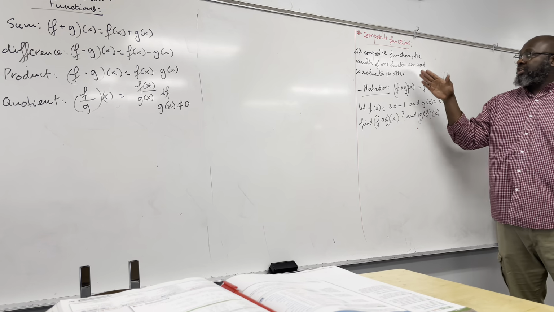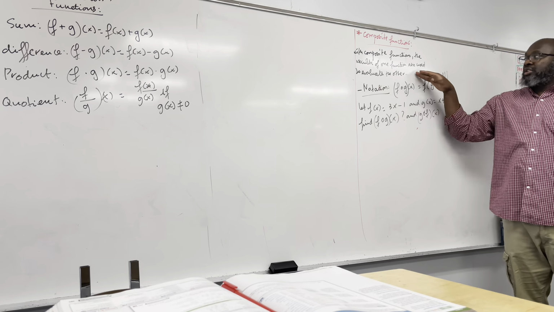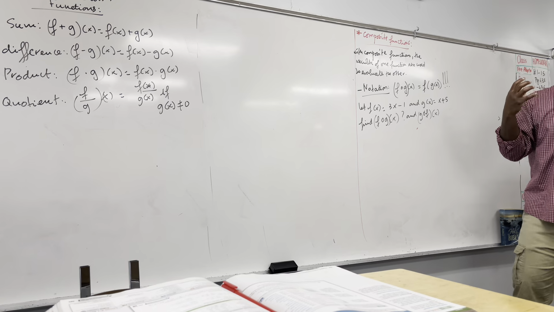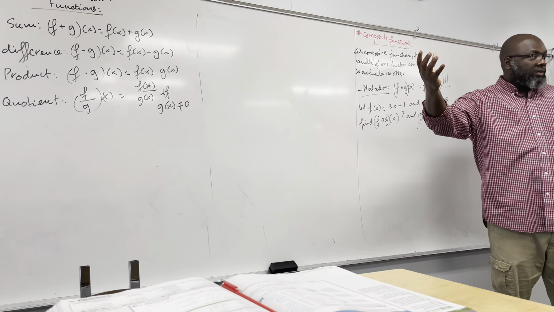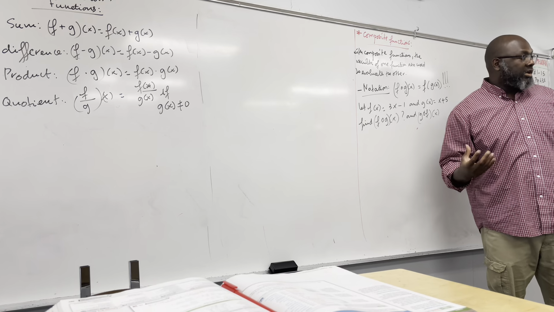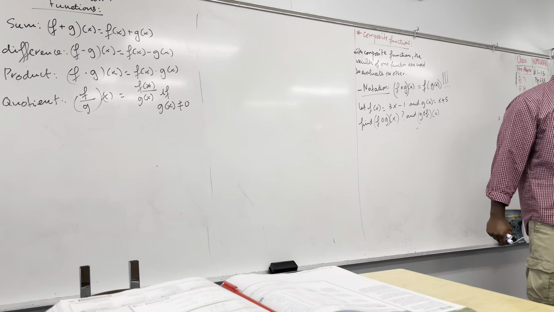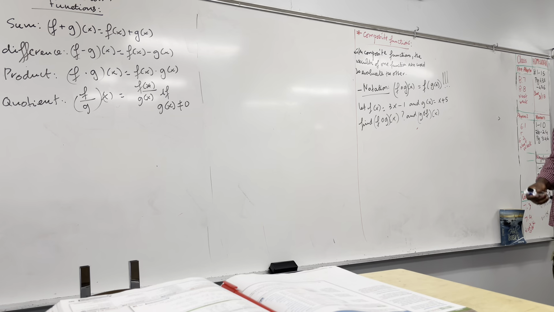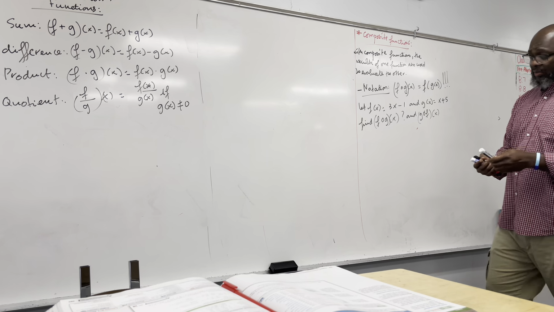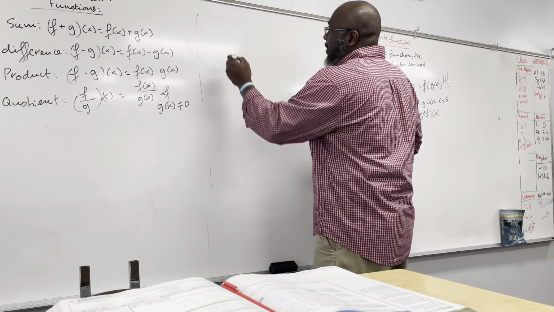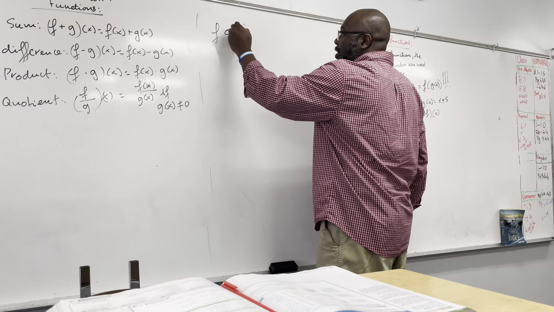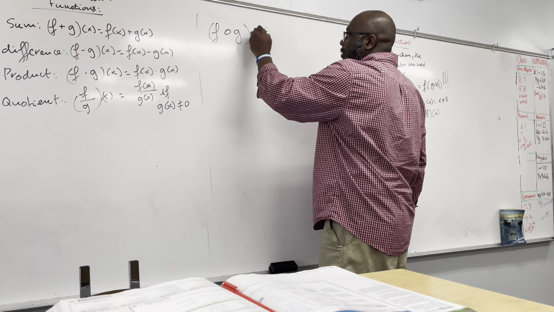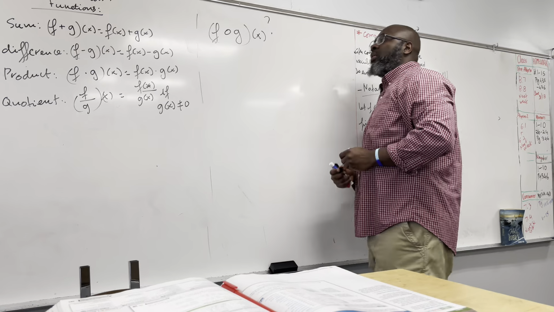So with composite functions, the result of one function is used to evaluate the other function. That's what happens when you have a composite function. You use the result of one function to evaluate another function. So how is that going to happen? First, we need to know the notation. When I write f circle g of x, I'm sure you've never seen this term before, right?